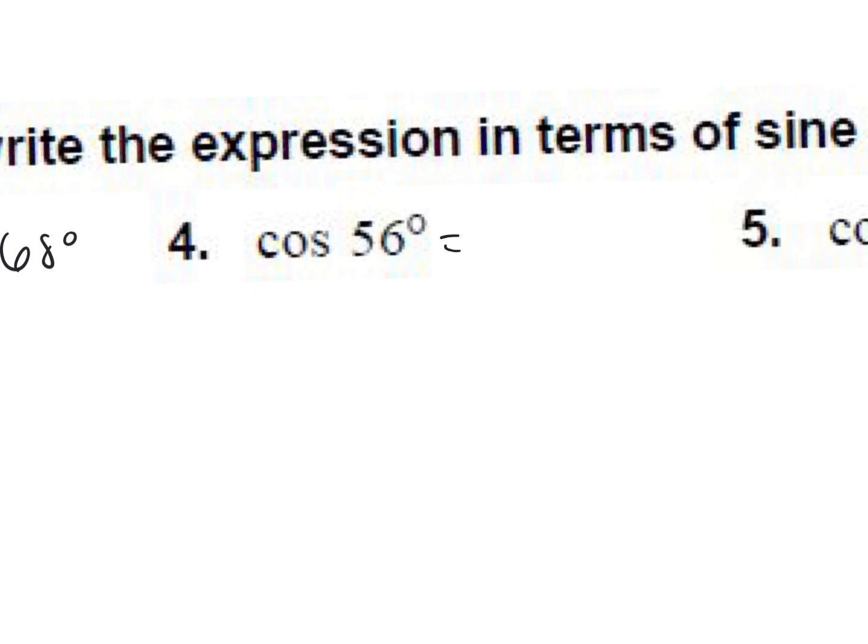Yep. Oh, you didn't do it. Well, let's figure it out. So I said that the sine of one angle is the same as the cosine of its complement. There you go, 34 degrees.